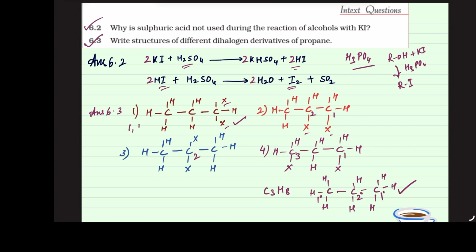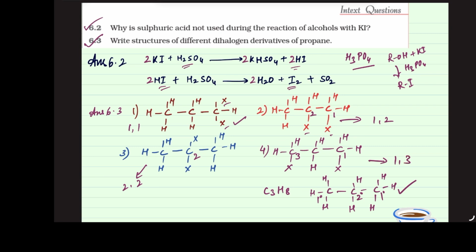This is 1,1 derivative. Both the halogens are present on carbon atom 1. This is 1,2 dihalogen derivative. This one is 2,2 dihalogen derivative. And this is 1,3 dihalogen derivative.